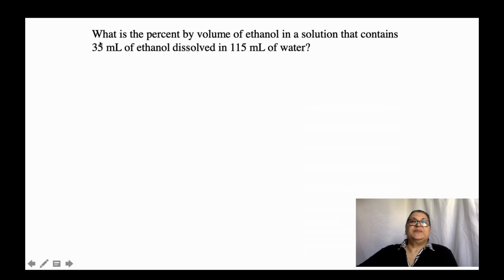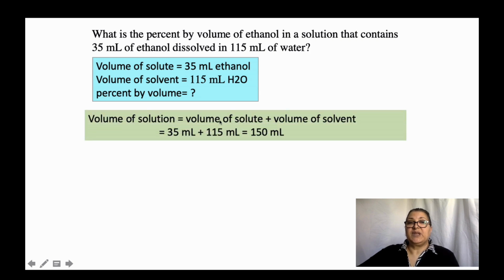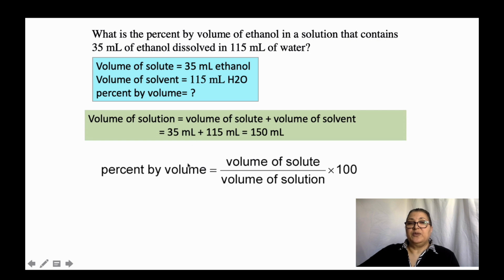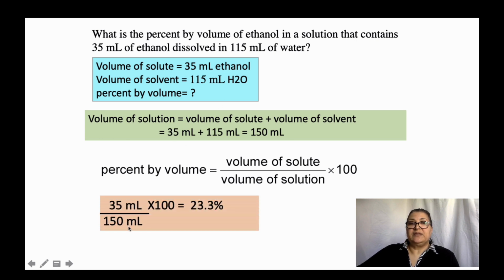Let's do some examples. What is the percent by volume of ethanol in a solution that contains 35 milliliters of ethanol dissolved in 115 milliliters of water? So we list what we have. 35 is the ethanol, the solute, and 115 is the solvent, which is the water. First we find the total. The solute, which is the small amount, divided by the total, times 100. So we take 35 divided by the total, which is 150, times 100. That gives you 23.3%.